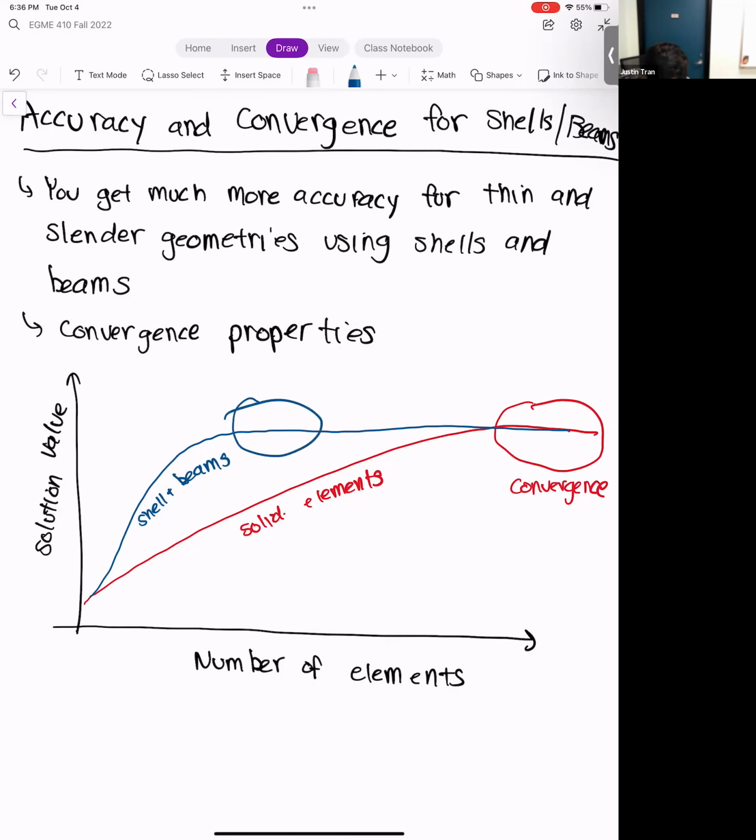And so for shell and beam elements, you can see here that we get convergence a lot faster. So that's typically what you expect. And so for cases when you can use shells and beams, when the geometry is thin enough or slender enough, I would definitely recommend using shells and beams, just because you're going to get a lot more bang for your buck in terms of accuracy.